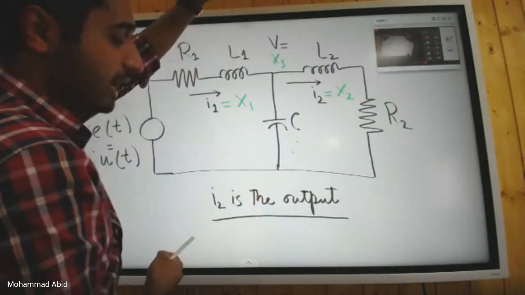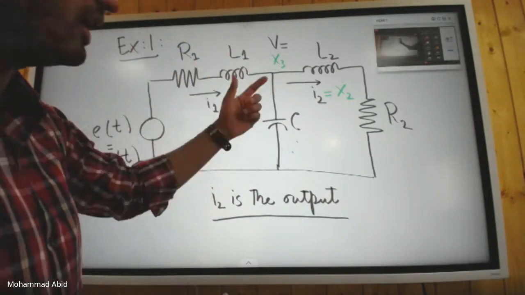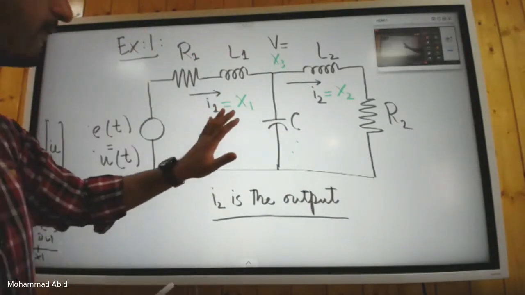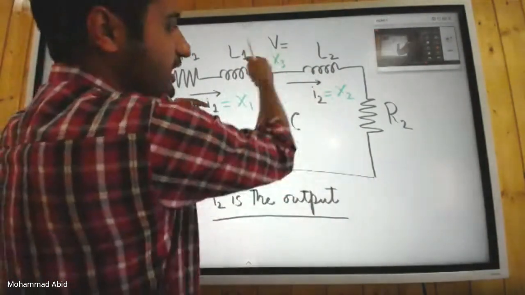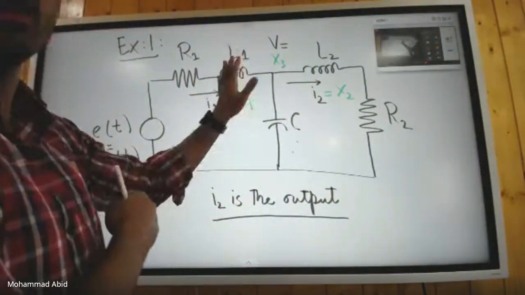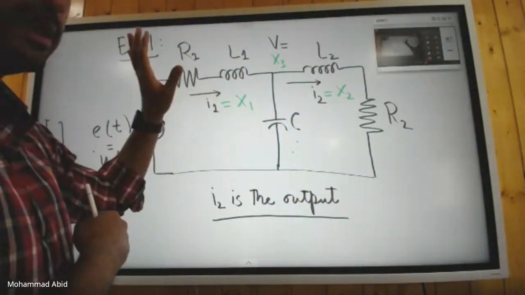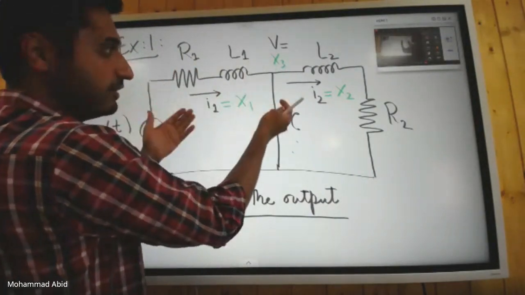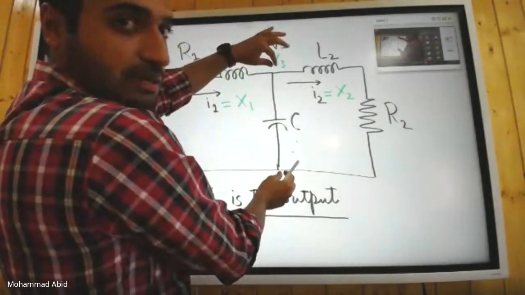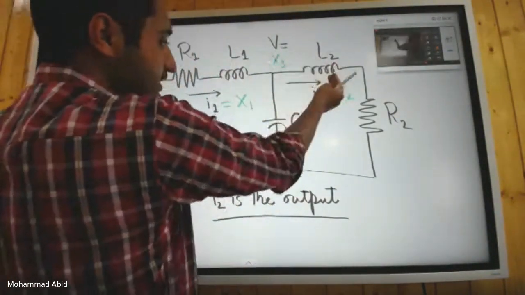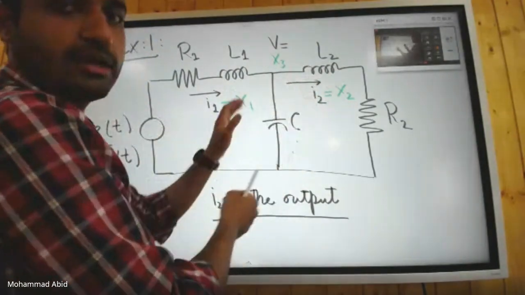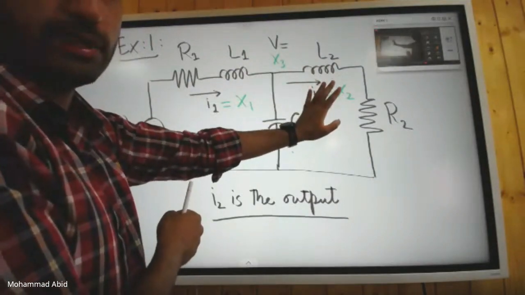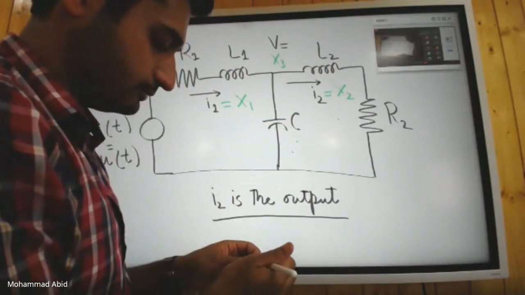Those are your state variables, and you don't have to worry about the order, because the state space representation is not unique. You can call any one X1, any one X2, any one X3, in any order. But you have to keep in mind that you are labeling the correct dynamic variable: the current through the inductor and the voltage across the capacitor. And since this circuit has 3 energy storage devices, that gives you the idea that you will have 3 state variables. Is it okay? Yes sir.